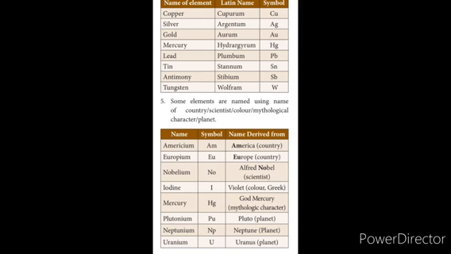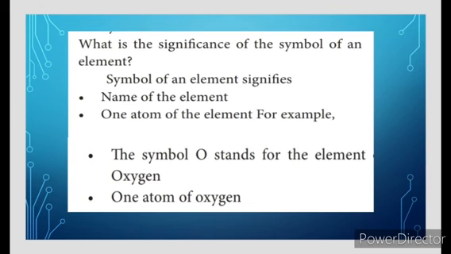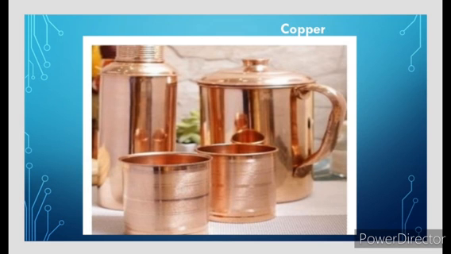And do you know how to write a symbol for a given element? If the element has a single English letter as a symbol, it should be written in a capital letter only. For elements having two-letter symbols, the first letter should be in capital letter followed by a small letter. These are the symbol writing rules. And what is the significance of the symbol of an element? It means the name of the element, and one atom of the element. For example, the symbol O stands for the element oxygen, so one atom of oxygen.